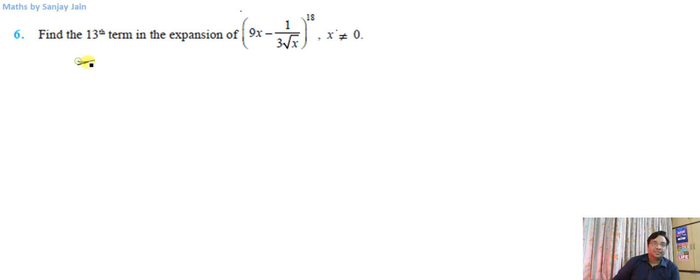Find the 13th term in the expansion of this. So when I'm looking for the 13th term, I know r is 12, right? So T13 can be rewritten as T12 plus 1. I know r is 12, and n, the power of the binomial, is 18 in this case.